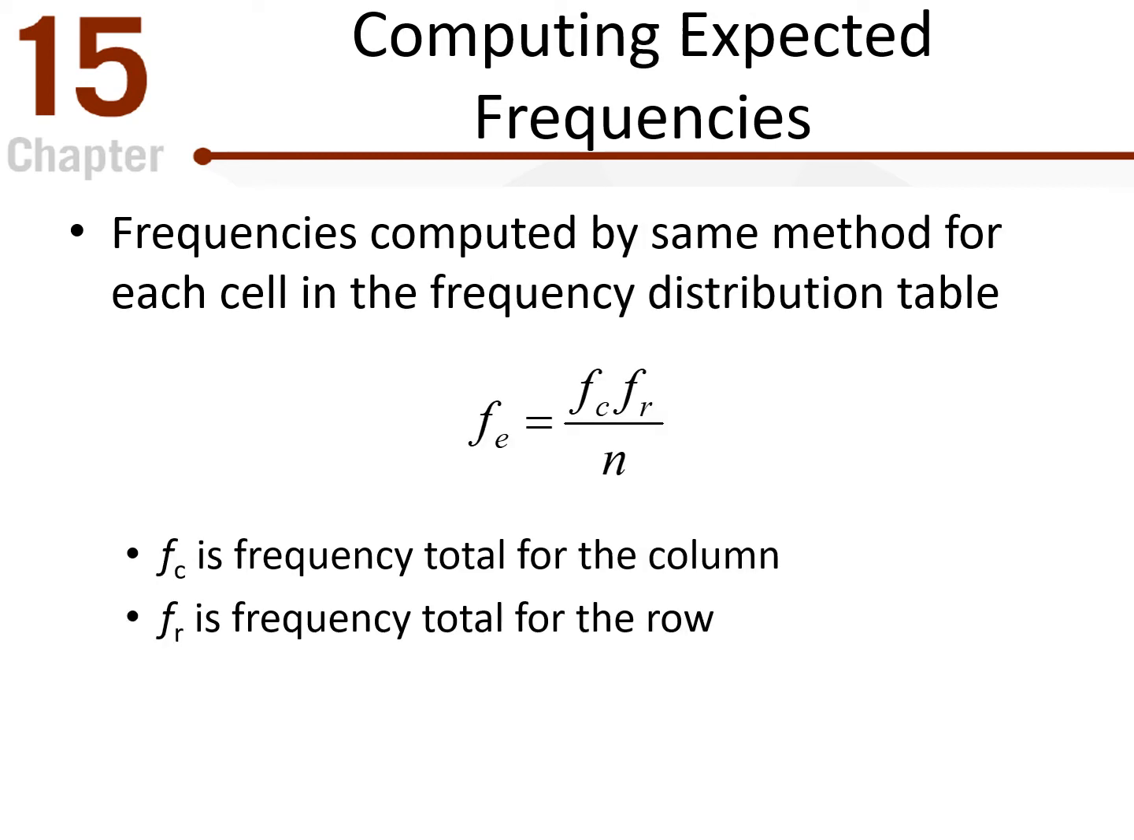So the expected frequency for each cell is the column total times the row total for that cell, right? Each cell belongs in one row and each cell belongs in one column. So you find the row total for that cell, you find the column total for that cell, you multiply them together, and you divide by the total sample size. And that gives you the expected value for that cell. So once you calculate the row totals and the column totals and you have the sample size, you can then easily find the expected values. Row total times column total divided by n. And you do that for each cell.